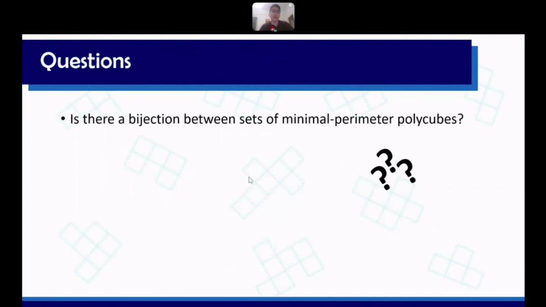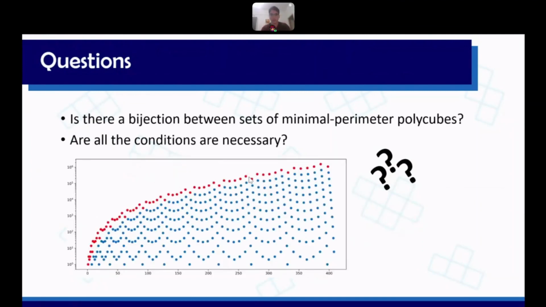And I'll finish by reminding you all of the questions that I've raised. Is there a bijection between sets of minimal perimeter polycubes? We don't know. Are all the conditions necessary? Maybe the second condition isn't necessary and there is some way around it, and then we will be able to prove it for polycubes. And lastly, what are these patterns in this graph?